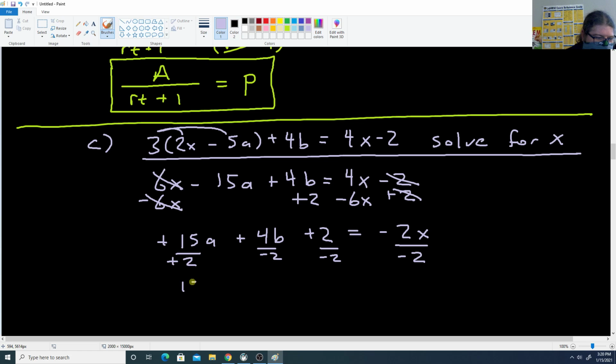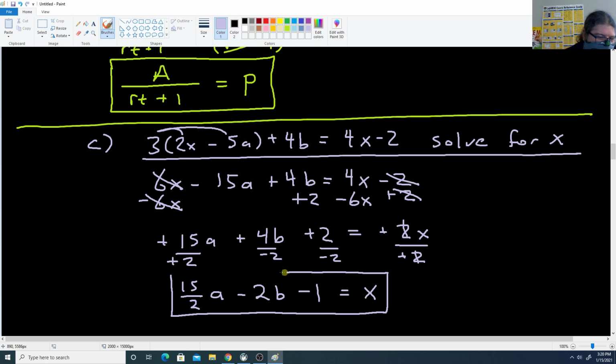15 over 2 doesn't really turn into anything nicer, so we'll leave that as 15 halves times a. 4 divided by 2 is 2, so the next term we have is 2b. 2 divided by 2 is 1, and that equals x by itself. And this is our answer. We have that equation solved for x.